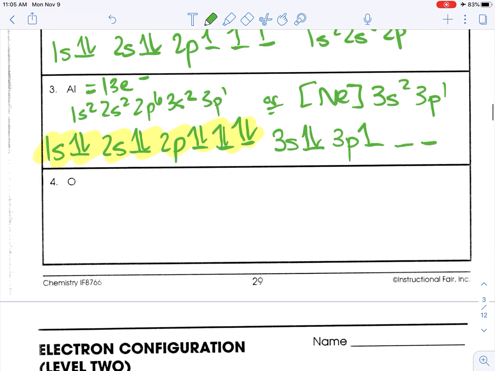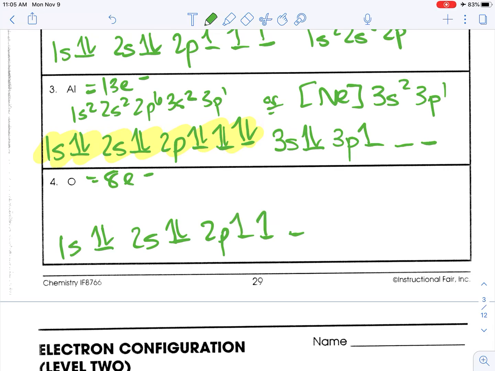Okay, our last one is oxygen, 8 electrons. It is in the second row. Okay, so we're going to do 1s2, 2s2, 2p, 1, 2, 3, 4, 5, 6, 7, 8, which is 1s2, 2s2, 2p4. Make sure that your superscripts add up to the number of electrons. If they don't, you made a mistake. Okay, so those are a little bit easier.